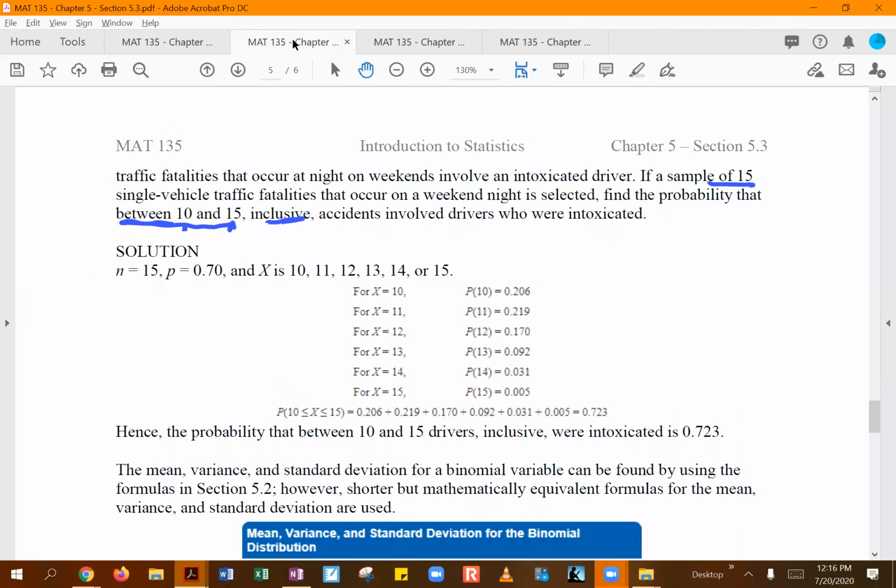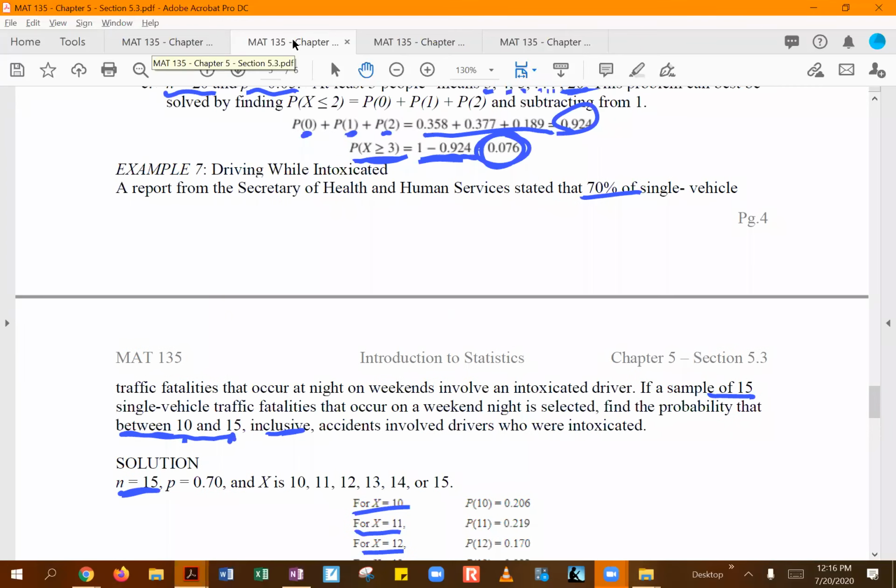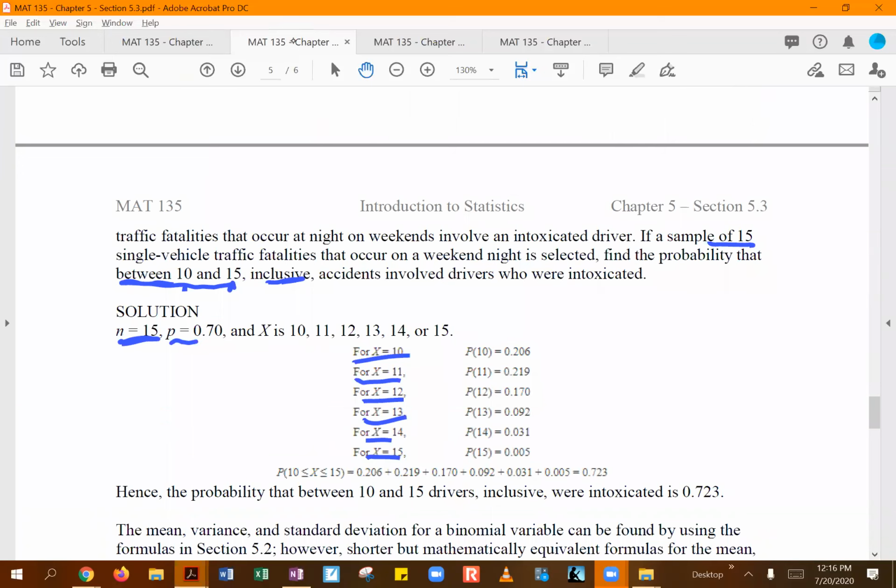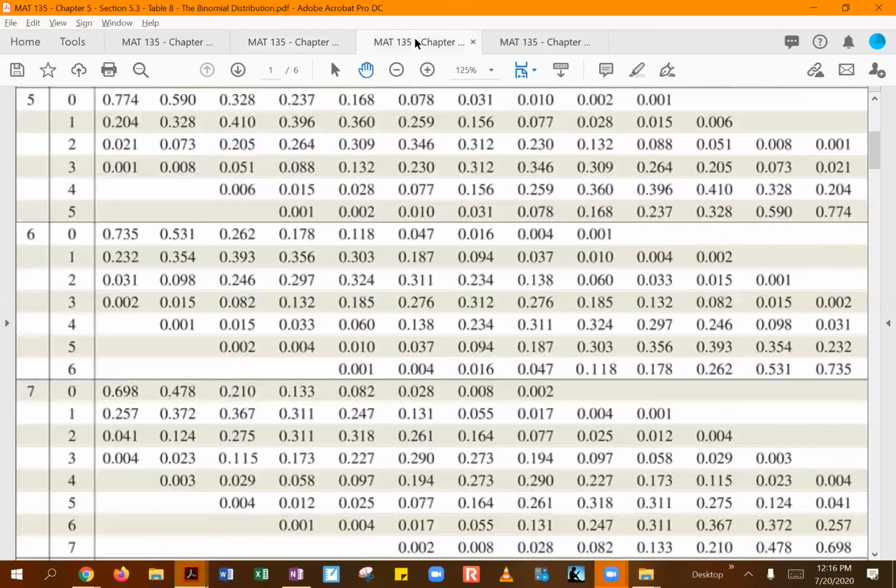So since this is talking about a sample of 15, you are looking at anywhere from 10 to 15 single vehicle fatalities. That means you would be doing your calculations for each one of these X values. In this case, of course, our sample size, or number of trials, is 15. Our probability, they are telling us, is 70%, so that's 0.70. And then you're looking at all of these different X values. So N equals 15.